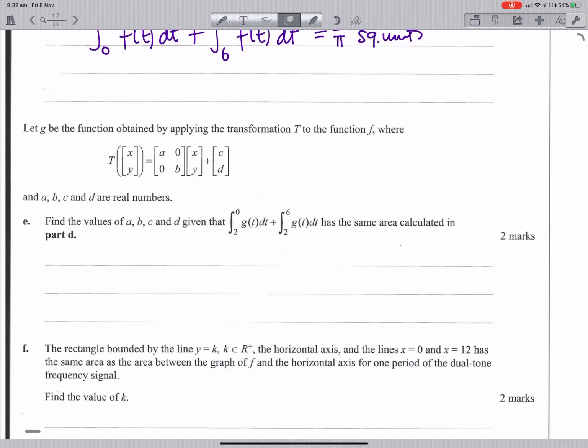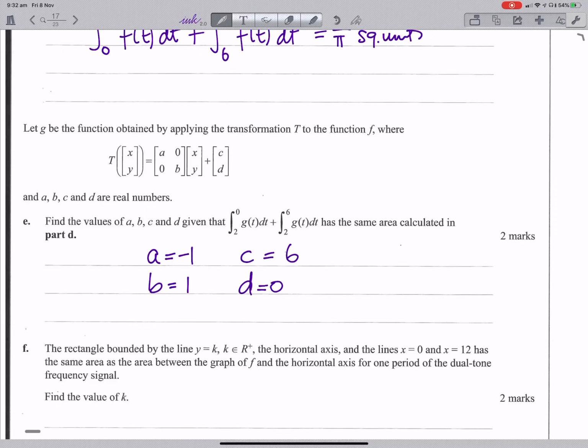So A will equal -1. B won't have changed. B will equal 1. C, 6 units to the right. D hasn't been moved up or down. So C is 6.